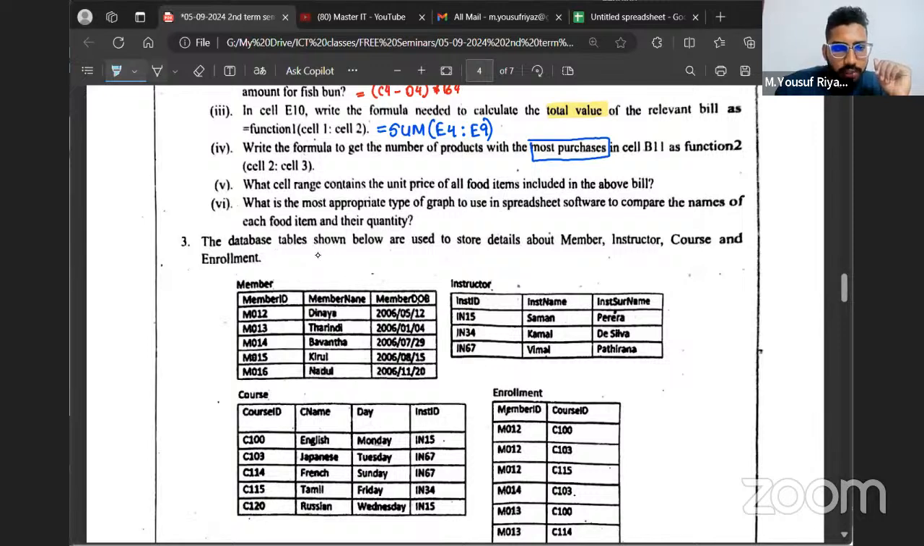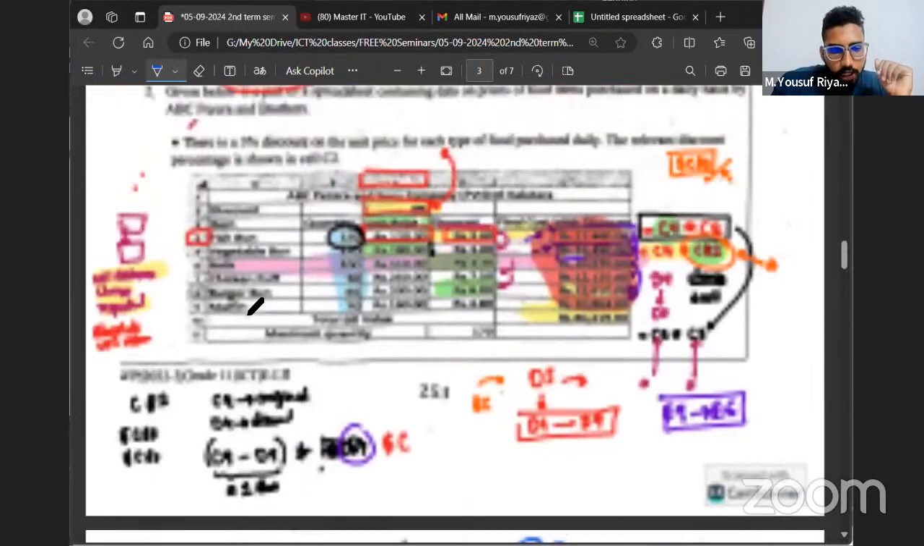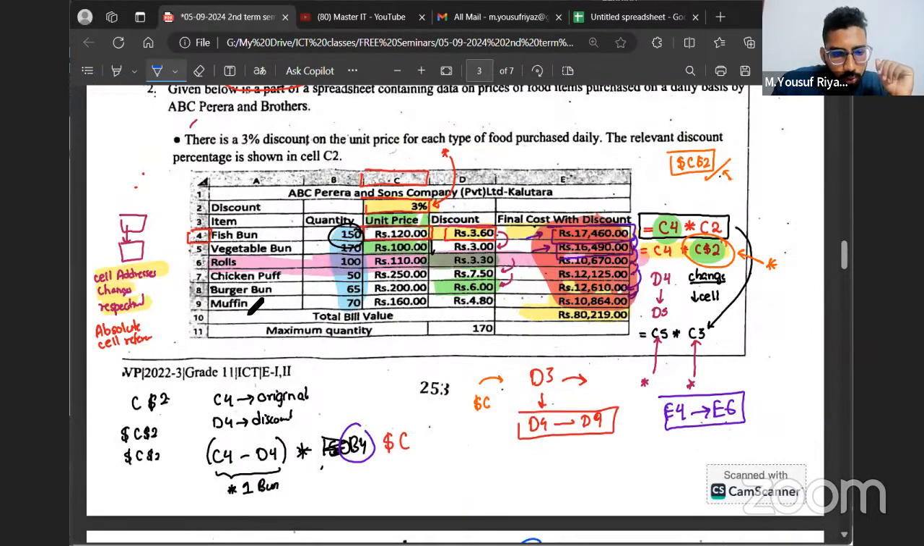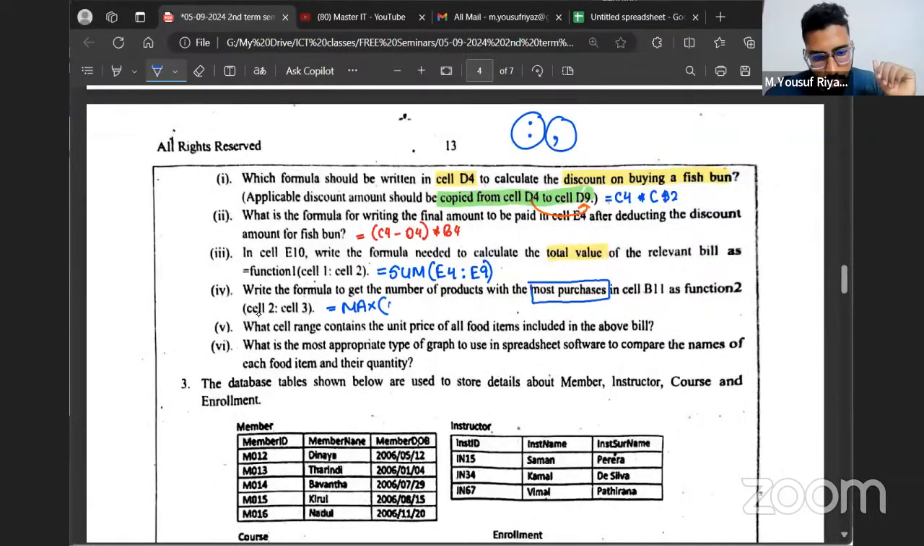Exactly. We're going to use the max function. So I'm going to say equal max and then the cell range containing the value. So cell range here is going to be B4 to B9. So I'm saying find the maximum value in the cell range B4 to B9.